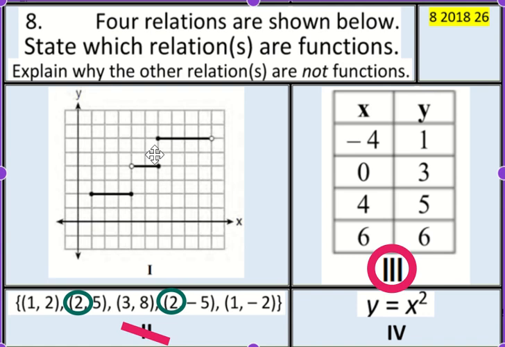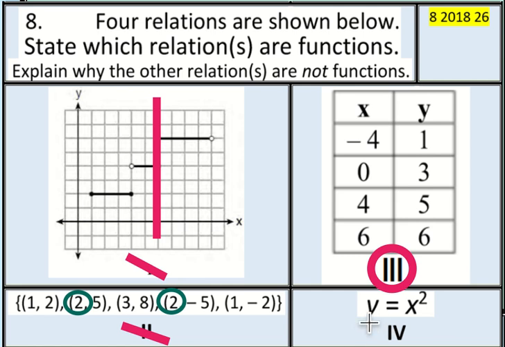So our outputs, when I put 6 in, I don't know what I'm going to get out. I could get 4 or I could get 6. And that means that does not function. So we also eliminate choice number 1.